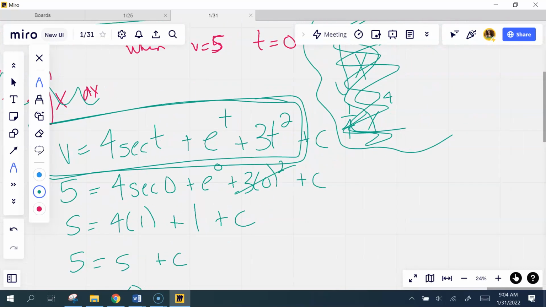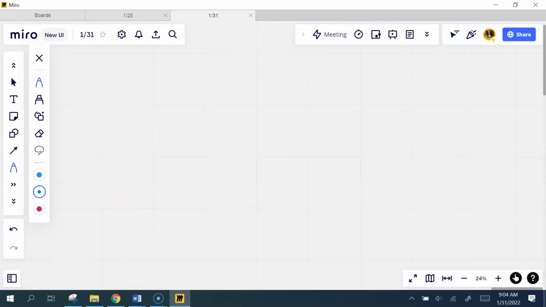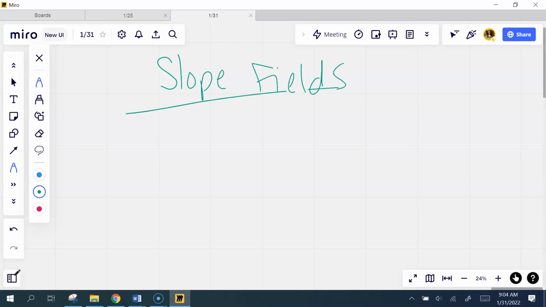All right, y'all ready for slope fields? Let's do it. Remember, when we find a derivative, what we are really finding is the slope of the tan line. That's exactly right. So we're going to use that thought process to go through and find the slope fields.